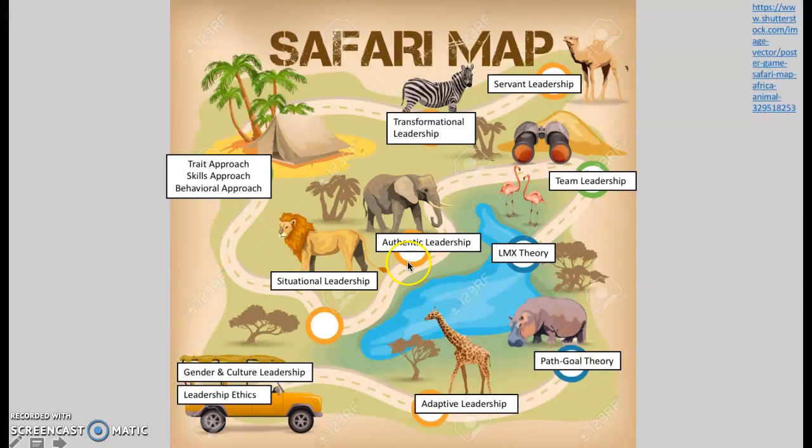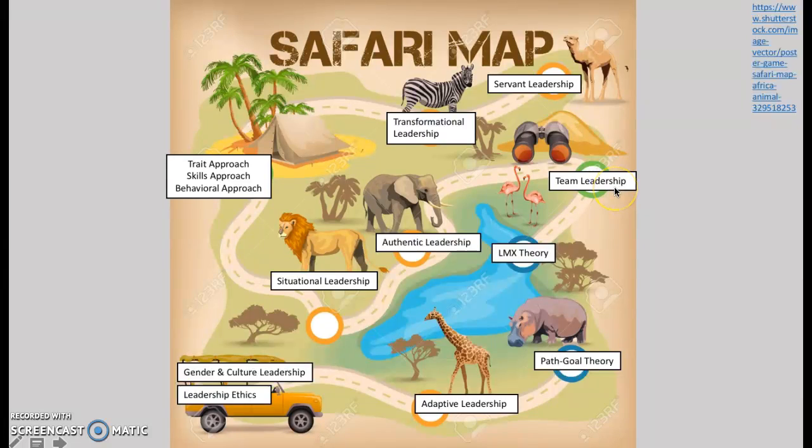Next is authentic leadership. Authentic leaders are true to themselves, they stick to their values and their morals, and the outcome of this is that the leader gains the trust of their followers. And I placed this one with the elephant because I was thinking of addressing the elephant in the room and being very open and honest in order to gain the trust of your followers. So that is what authentic leaders do.